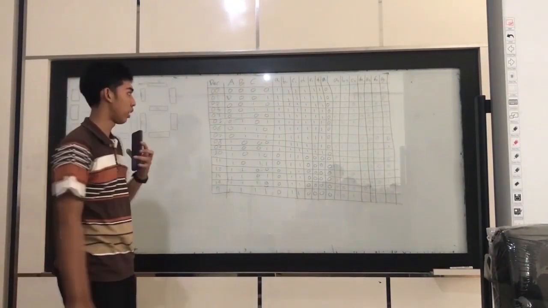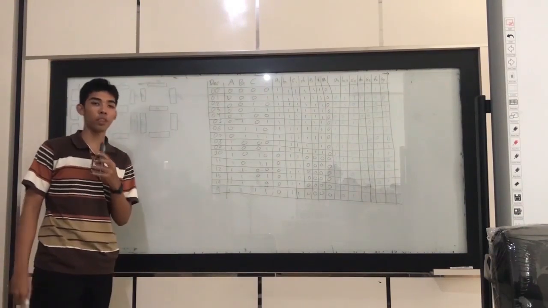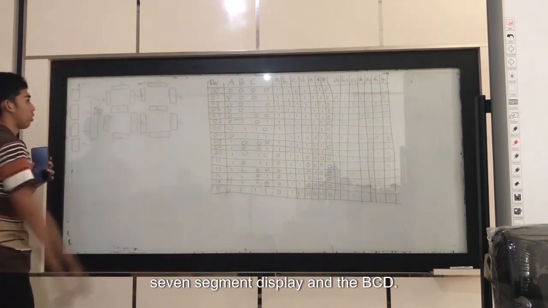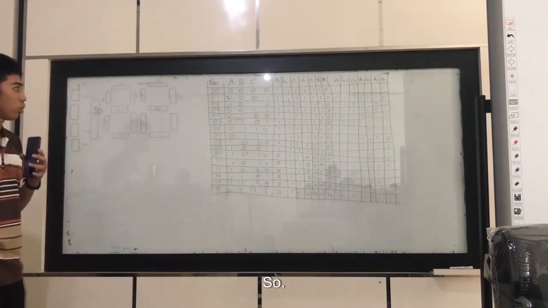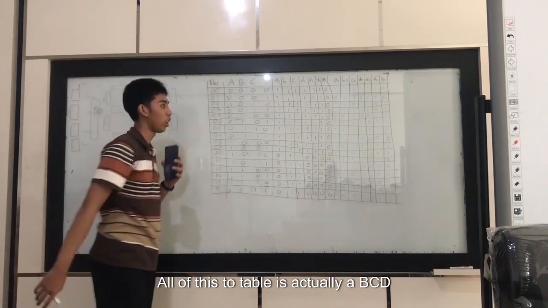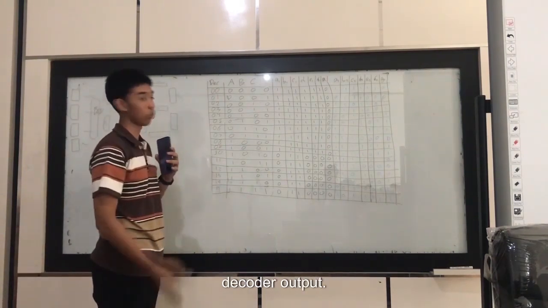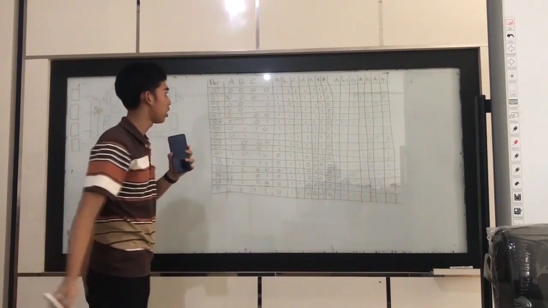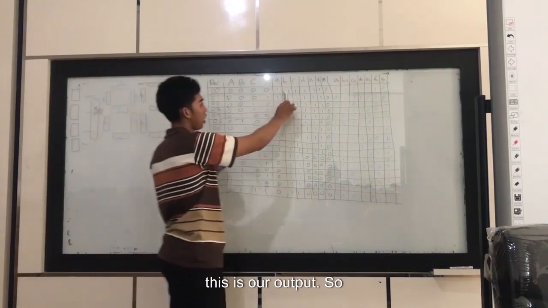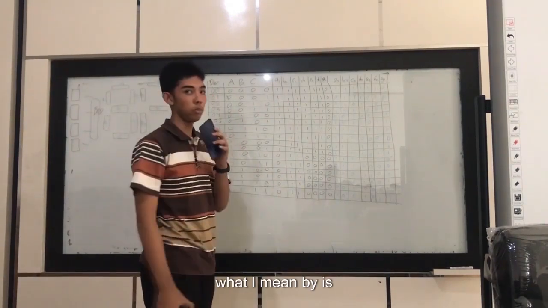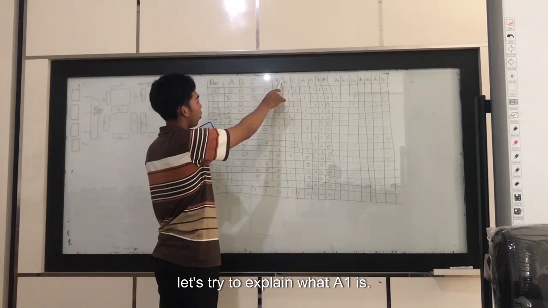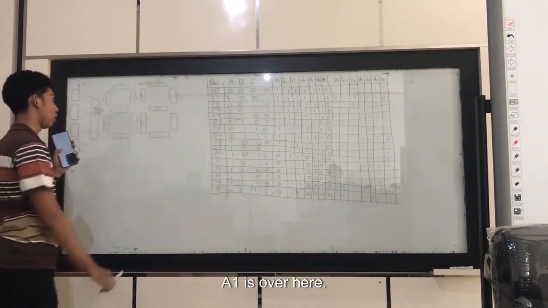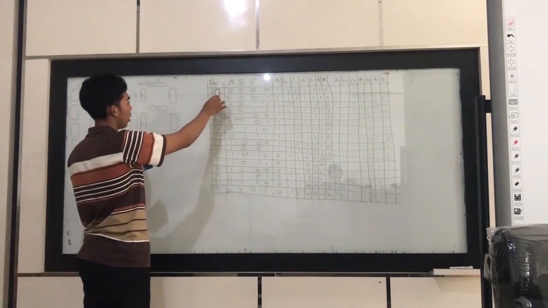Okay. After I draw the truth table, I would like to explain the correlation between the truth table, the 7-segment display, and the BCD. So all of this truth table is actually a BCD decoder output. This ABCD is our input, and this is our output. So let's try to explain what A1 is. A1 is over here.